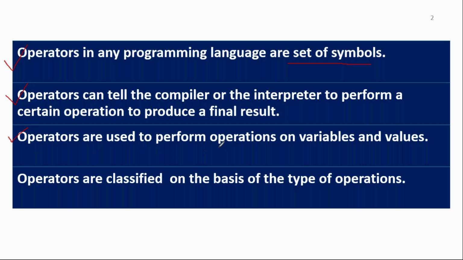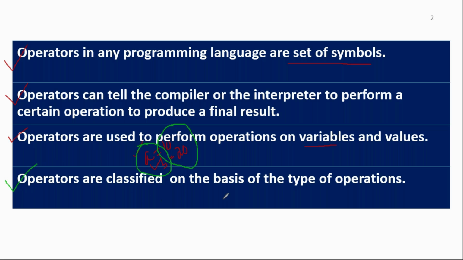Operators are used to perform operations on variables and values. Most of these operators can work on variables where you can assign the values, or directly on values. For example, if you take a equal to 10 and b equal to 20, then here a and b are variables. You can work with these operators on variables or values directly. 10 and 20 are values, and a, b are variables. So for the most part, operators work on variables and values here.